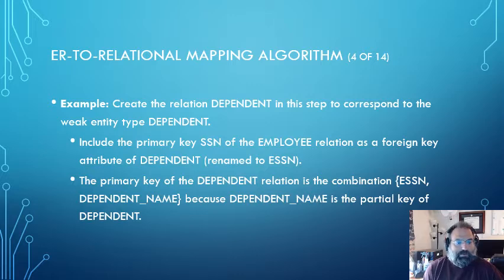An example, create the relation dependent in this step to correspond to the weak entity type dependent. Include the primary key SSN of the employee relation as the foreign key attribute of dependent, renamed as ESSN. The primary key of the dependent relation is the combination ESSN, dependent name, because dependent name is the partial key of dependent.